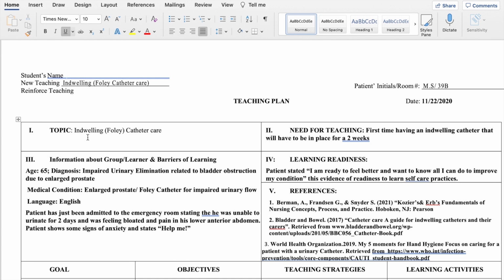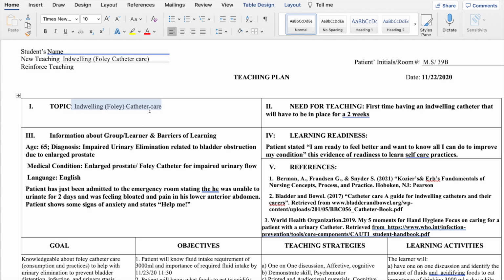And in the topic section, you pick a topic. I picked Indwelling Foley Catheter Care. So you can pick whatever your patient needs. I have another teaching plan that I did on mouth sores because sometimes patients with cancer get mouth sores. So I had mouth sore care. You can do oral care, just regular oral care, exercises. If you want to teach them range of motion exercises, or if you want to teach them about nutrition, it's a bunch of things you can teach them about.